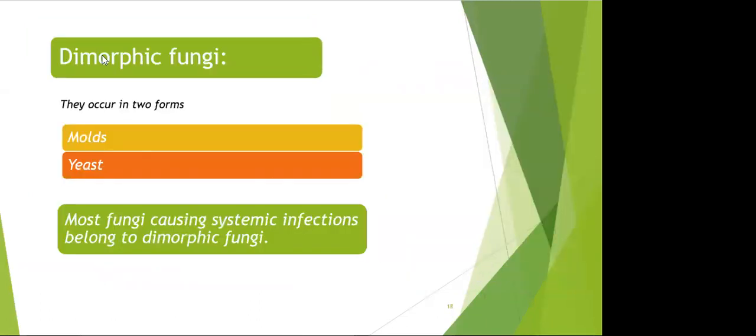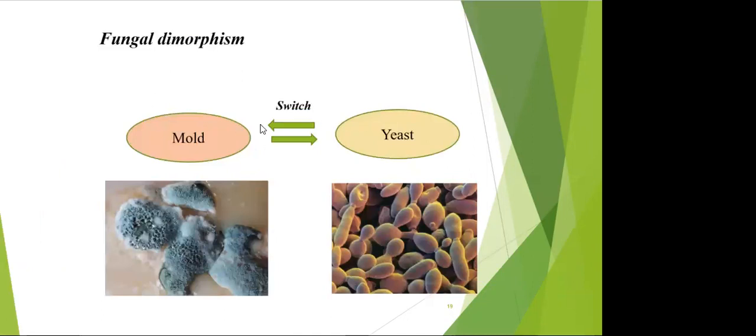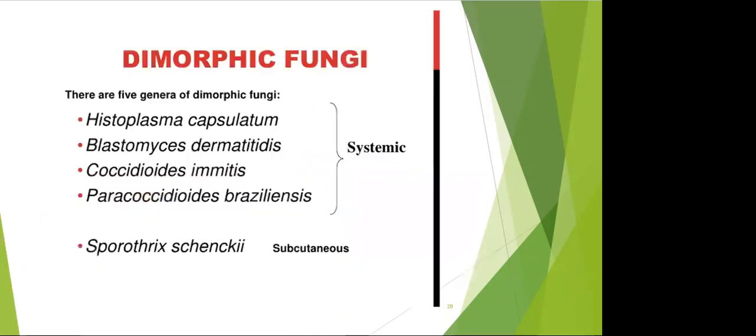The last one is the dimorphic fungi. They occur in two forms: one is the mold form, the other is the yeast form. Most fungi which cause systemic infection belong to the classification of dimorphic fungi. You can see here there is a switch between the mold and yeast. The ability of pathogenic fungi to switch between a multicellular hyphal and a unicellular yeast growth form is a tightly regulated process known as dimorphic switching. Dimorphic switching enables the fungus to sense and respond to the host environment and is essential for pathogenicity.